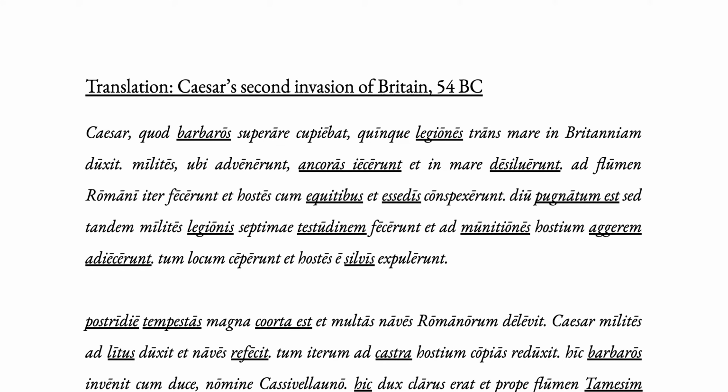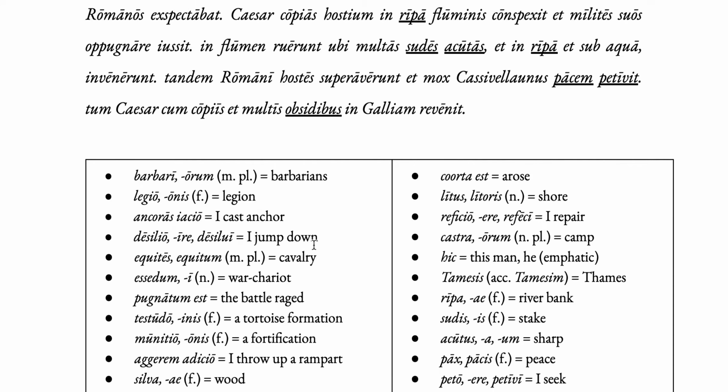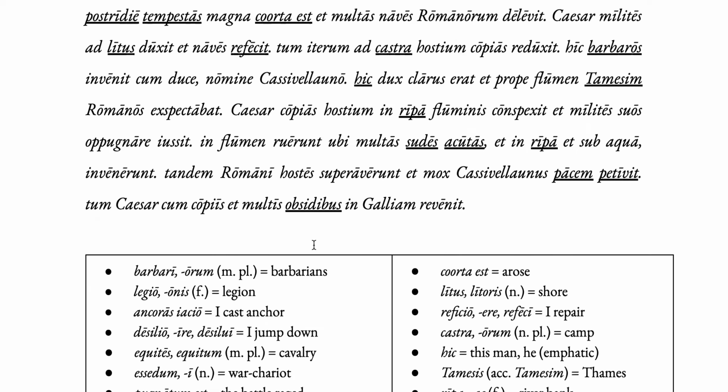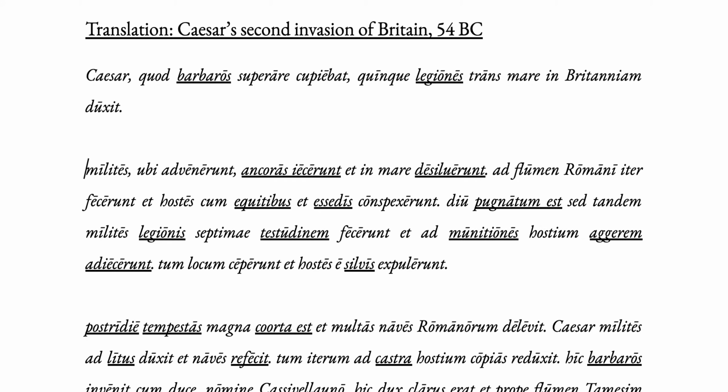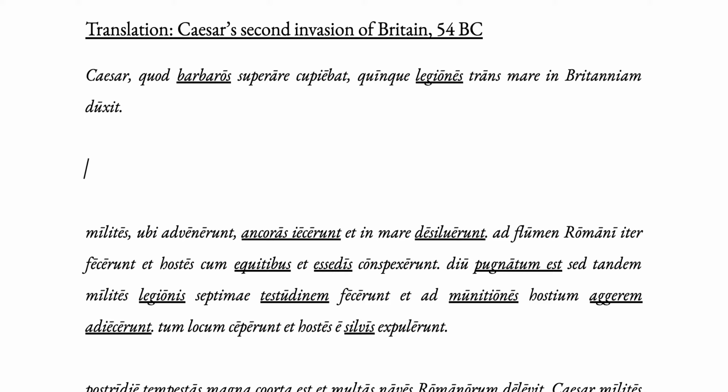Then, okay, now here we have this translation. So I'll just go through it sentence by sentence, and I might comment a little bit on parts as we go. So the first bit here is Caesar. And then we can do this subordinate clause here. This is a causal clause, because something.